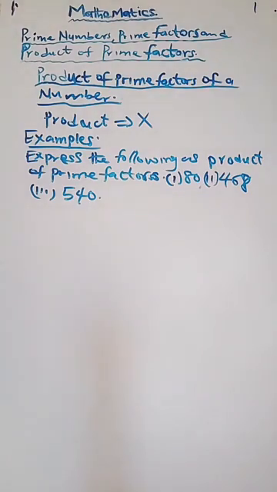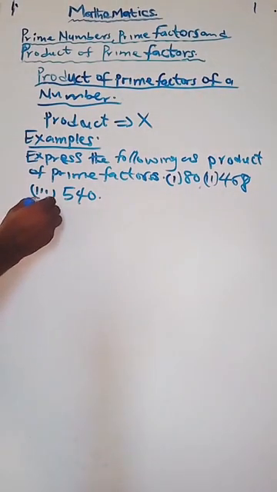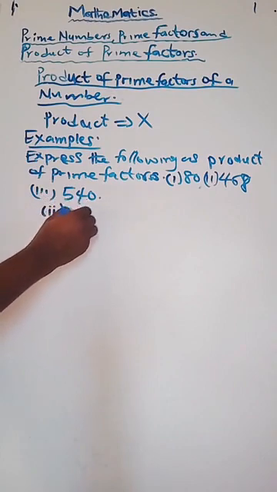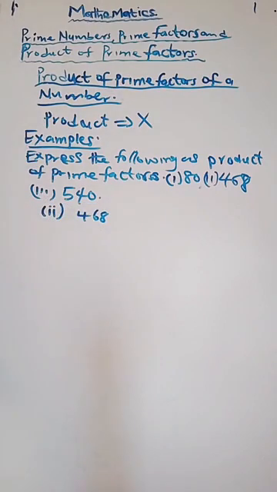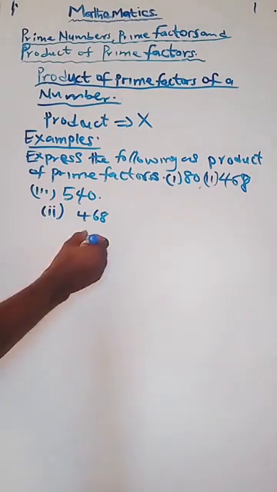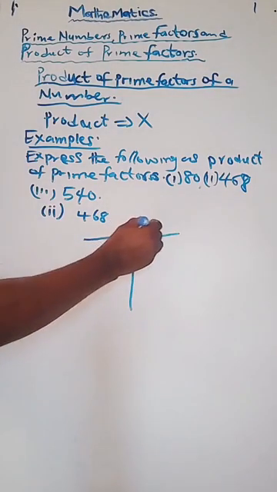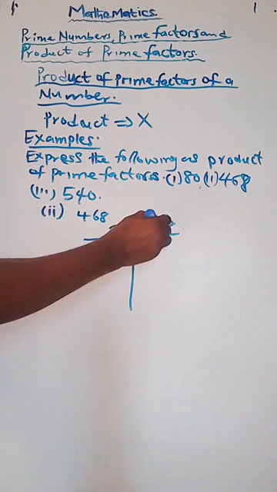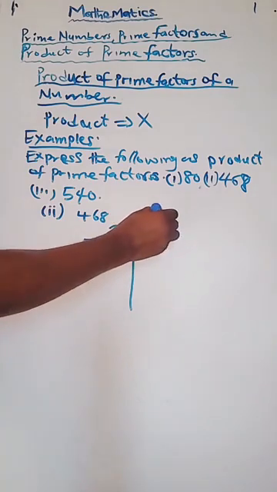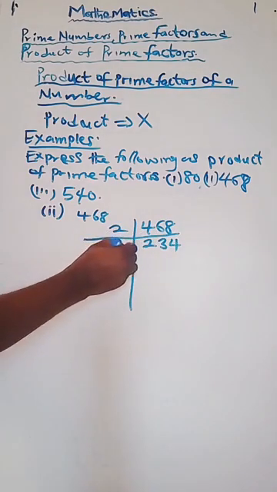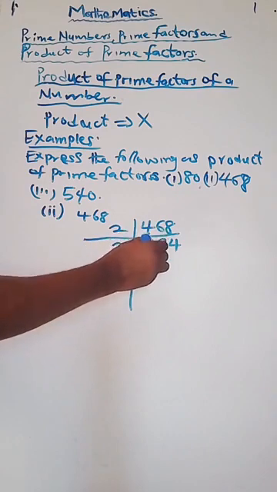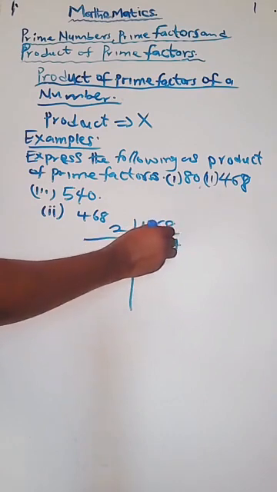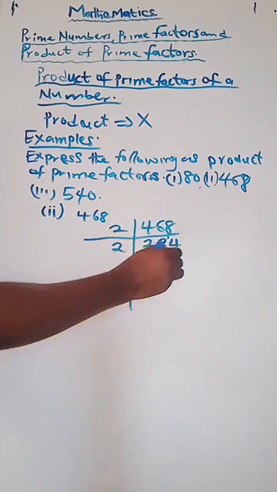Now, let's look at the second example, 468. How do you find product of prime factors of 468? Draw the same table. 468. Let's go with the smallest prime number or prime factor, 2. 2 into 4, 2. 2 into 6, 3. 2 into 8, 4. 2 can still go. 2 into 234, 117. 2 cannot go.